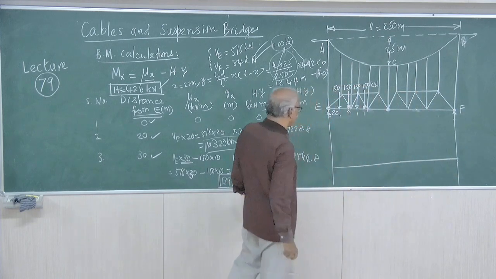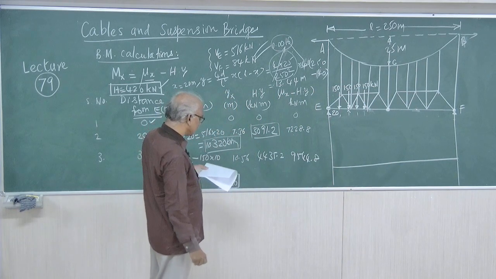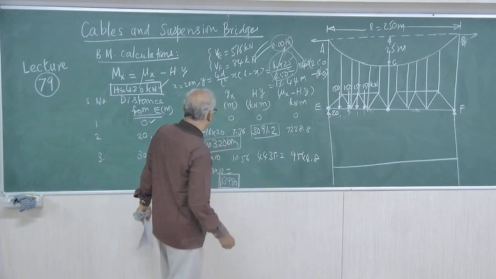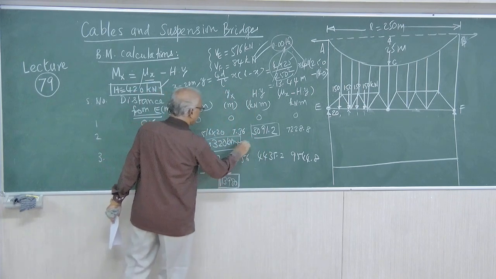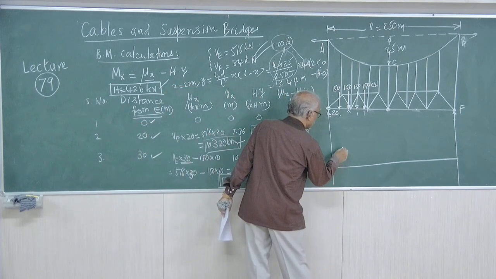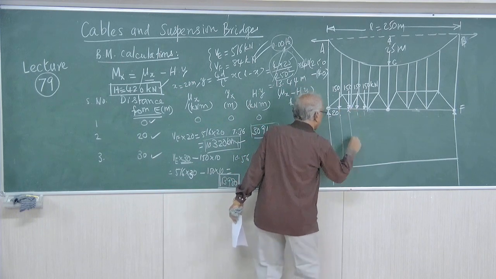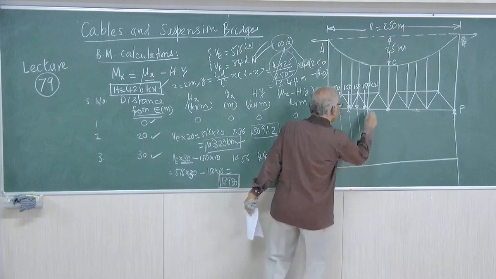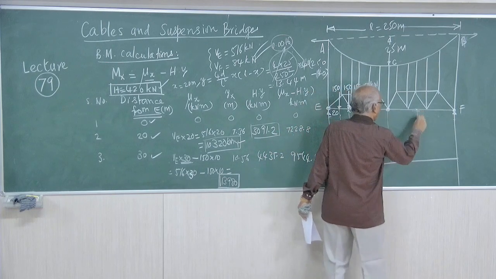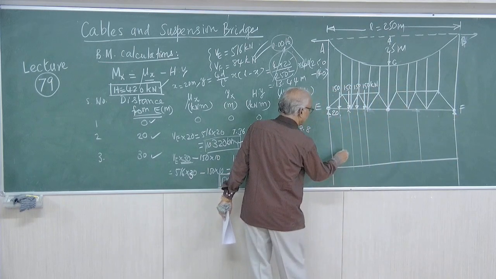Now, as a simply supported beam, the first value is 10,320. The total ordinate is 10,320. This is 10,000, 20 meters. So 20, 30, 40, 50, 125, 187.5 and 250. Right. This is 10,320.